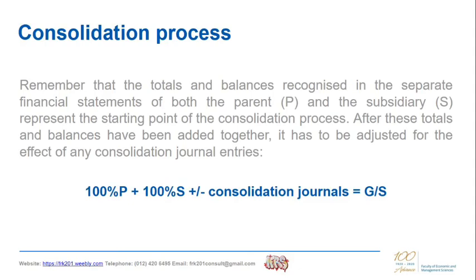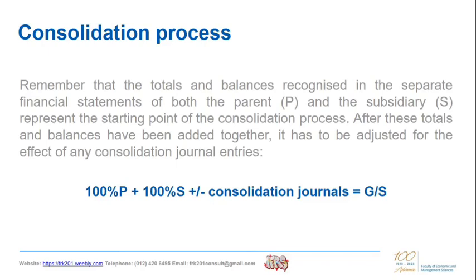When we are busy with the consolidation process, it is important to remember that the totals and balances recognized in the separate financial statements of both the parent and the subsidiary represent my starting point for the consolidation process. That is the separate TBs. Before you can understand the consolidation journal entries and consolidation adjustments from Chapter 5, you have to make sure that you are able to recognize inventory purchases and inventory sales in the separate financial statements, so that you can understand what the transactions are that both the parent and the subsidiary recognized in their separate financial statements.